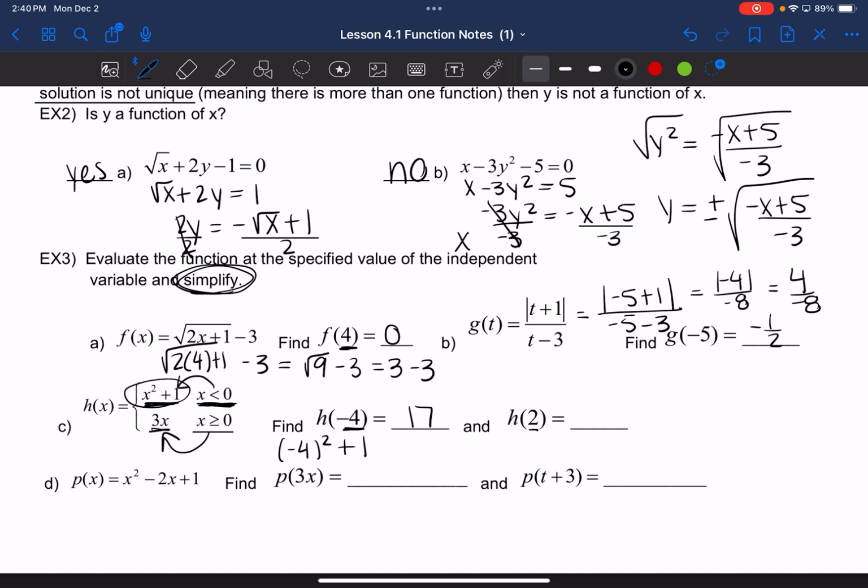Okay? They also asked for h of 2. For h of 2, would I want to use that same one or would we use the 3x? The 3x, right? Because 2 is greater than or equal to 0. So for this one, we get 6.